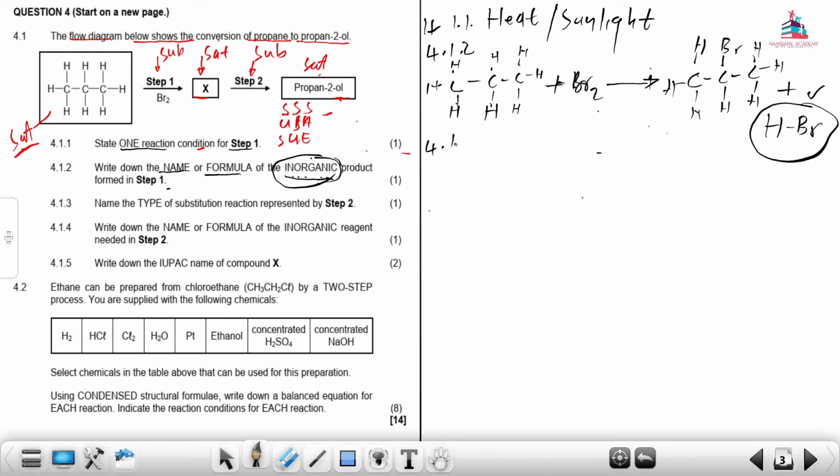So 4.13, name the type of substitution reaction represented by step 2. So the type of reaction represented by step 2, we are moving from this haloalkane to an alcohol. So it means it's either excess water as a condition or dilute strong base. Then it means it must be hydrolysis. Then it must be hydrolysis.